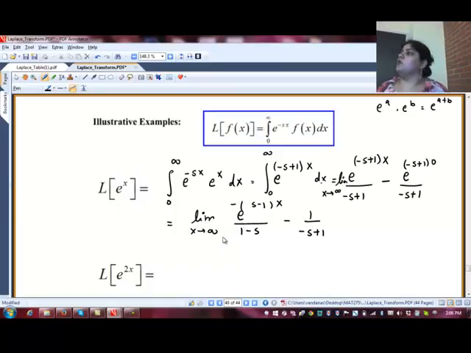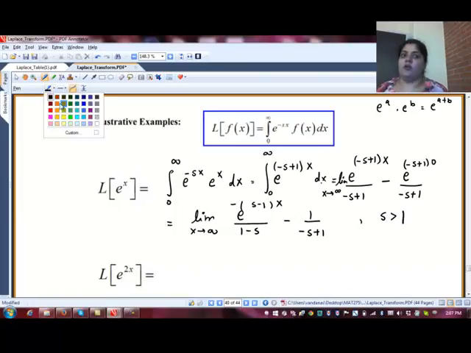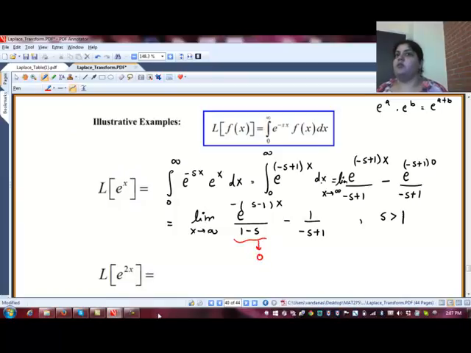Which one will be helpful to me? Approaching 0. It approaches 0 when s is greater than 1. And that's what I want. I don't want it to go to infinity, right? I want it to go to 0, because then it will converge. If it goes to infinity, it's not converging.